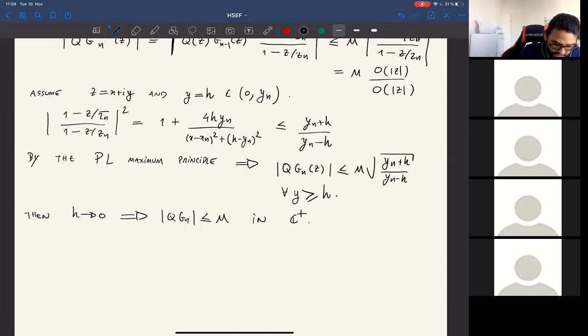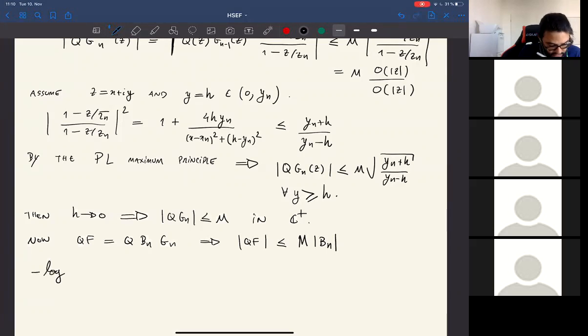Okay, so how do we do that? And then we use the, so now we know that QF is Q Bn Gn. Great. So in particular, we know that the moduli of QF is less or equal than M, because we know the QGN is always less or equal than M times the moduli of Bn. Okay, so let's take the log on both sides.